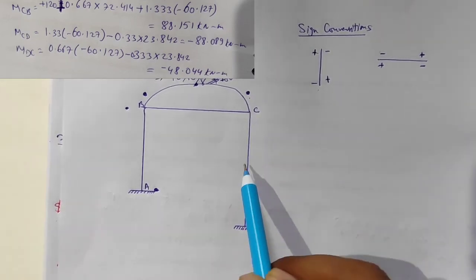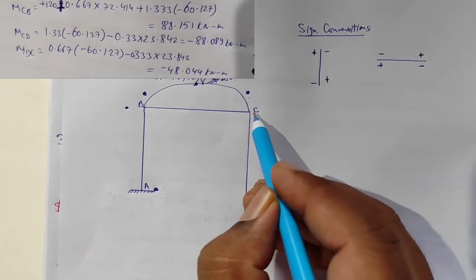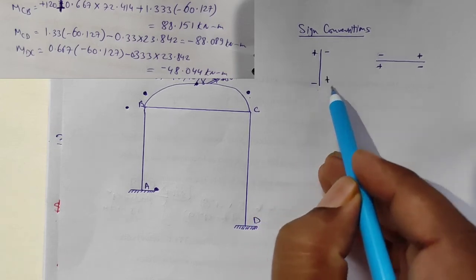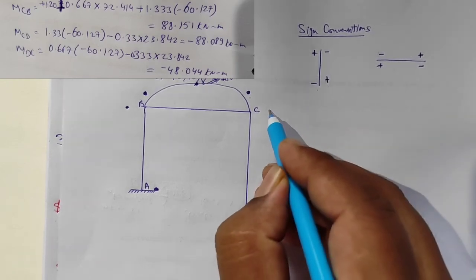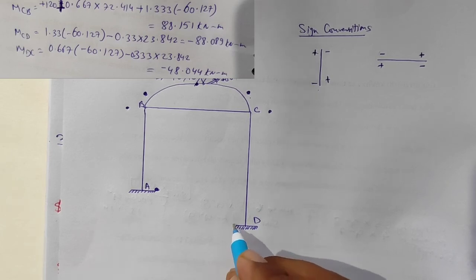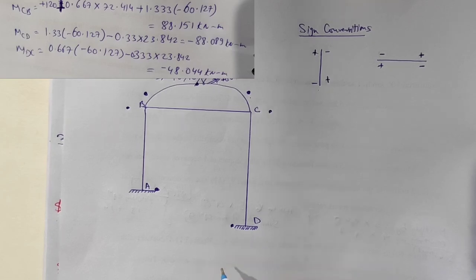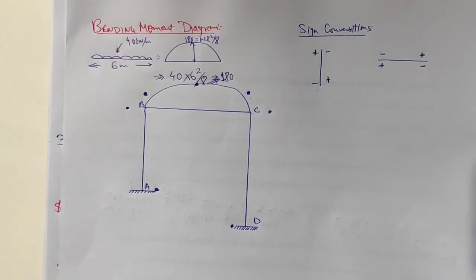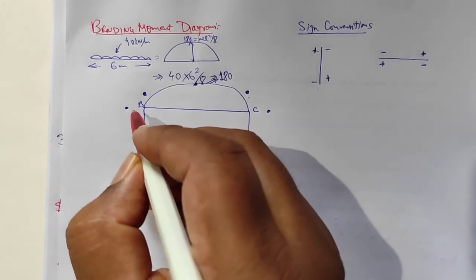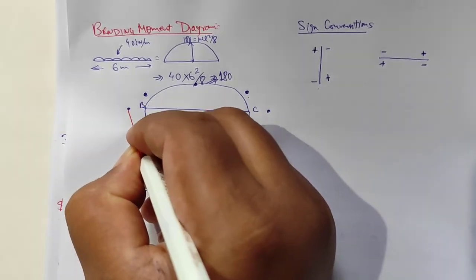Now here in the final member the value of the MCD is negative 88.089. So referring to this sign convention the value will be somewhere here and my final value of MDC, that is 48.44, will be somewhere here. Now I will join all the values and get the final bending moment diagram like this.